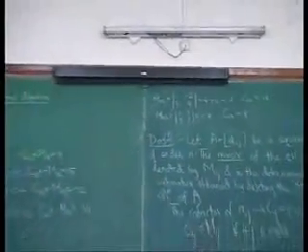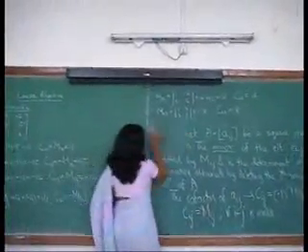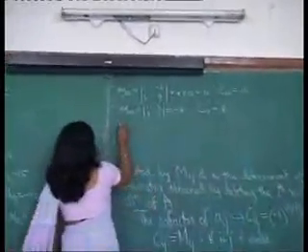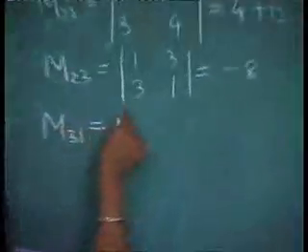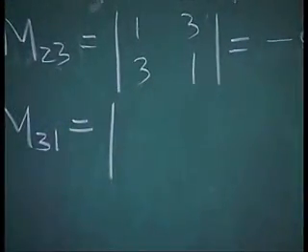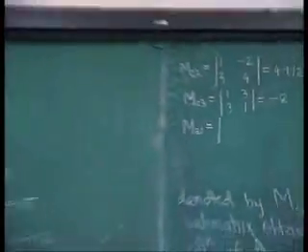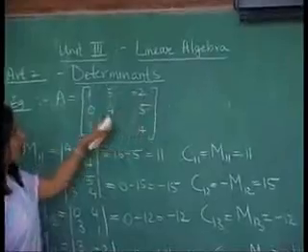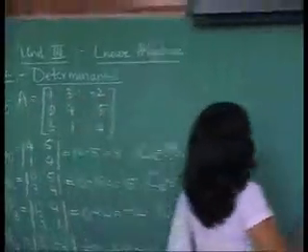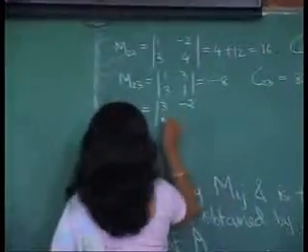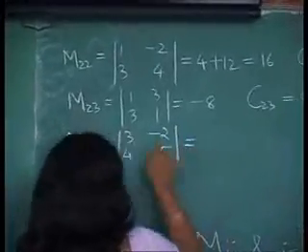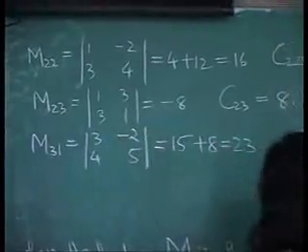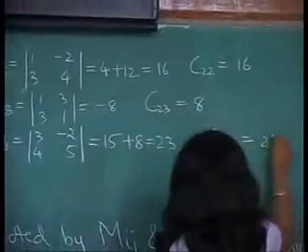Then let us go to elements in the third row and find their minors and cofactors. So let's start with the element in the third row, first column. So delete the third row and the first column. That leaves us with this submatrix. Take the determinant of this, 3 minus 2, 4, 5. 3 5s are 15 plus 8, that is 23, and C31 will be 23.